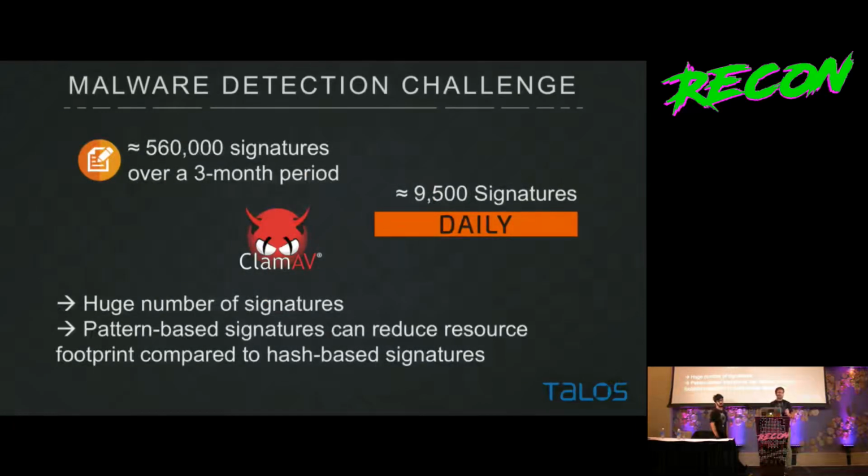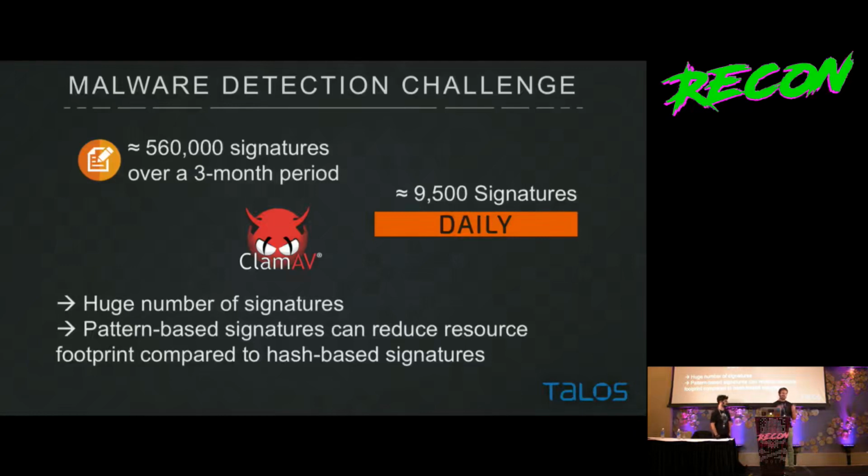The problem with that is that you need a lot of signatures to do that. In the period from February to April 2017, we published over 560,000 signatures, which amounts to about 9,500 signatures daily. Of course, not all of these signatures are written by humans. Most of them are automatically generated. But the thing is that those automatically generated signatures are mostly hash-based at the moment.